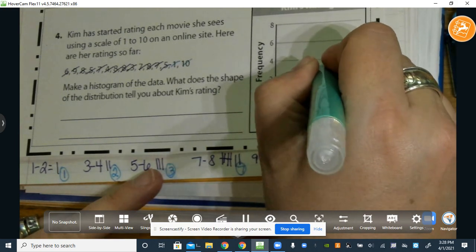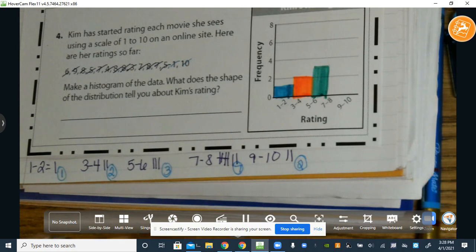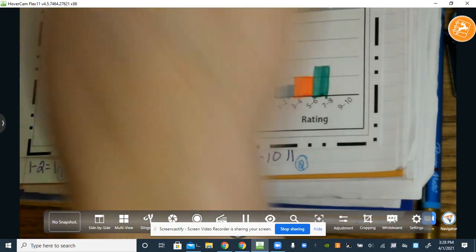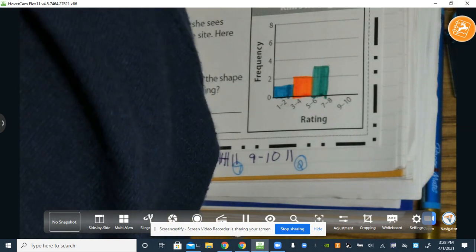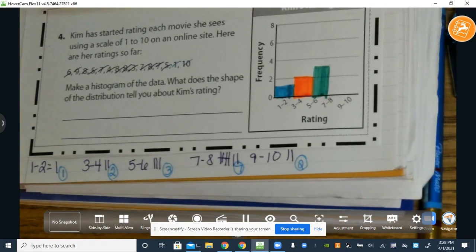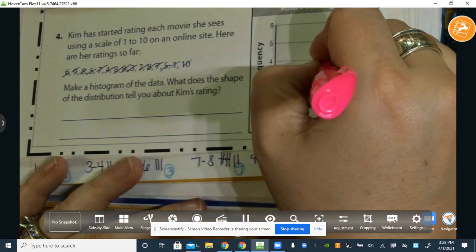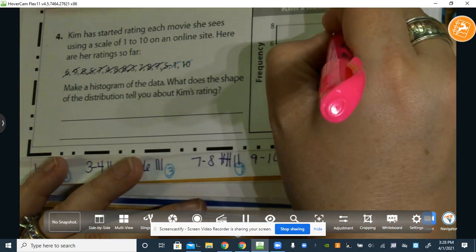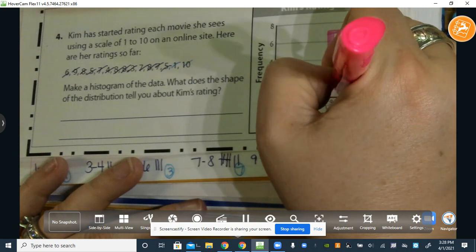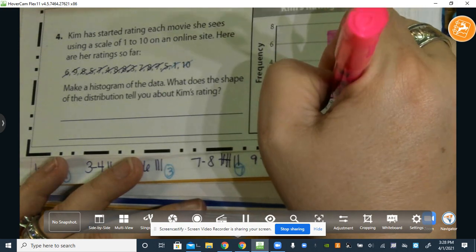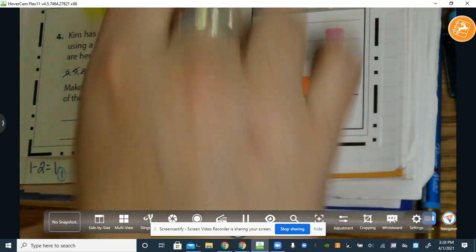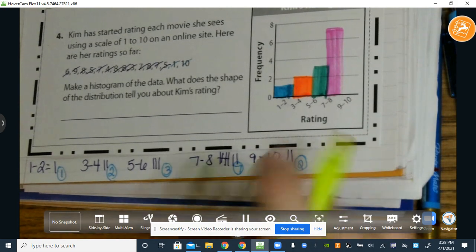It's going to go right there. It's 5 to 6. All right, 7 and 8. Let me grab another color. Right here's a pink. And it went all the way up to 7. So I'm going to bring this line all the way up to 7. There we go. And finally, 9 to 10 had 2.